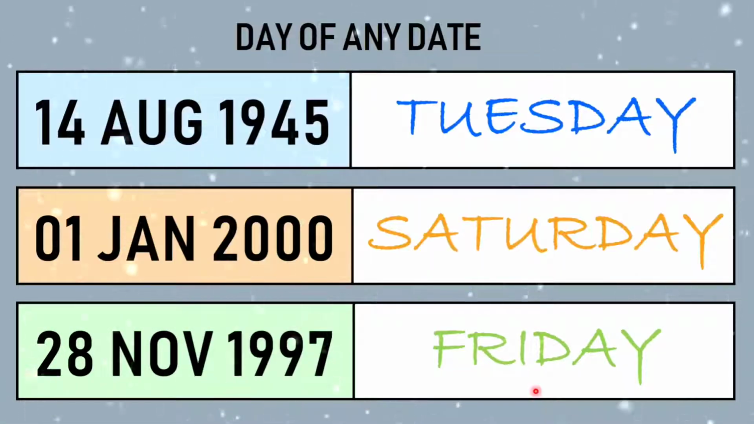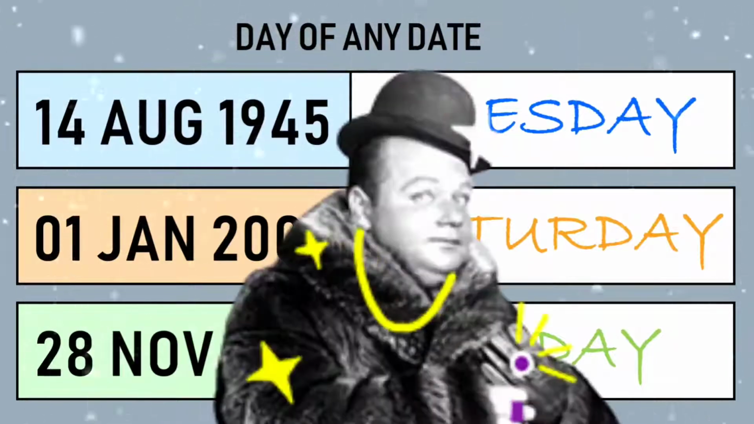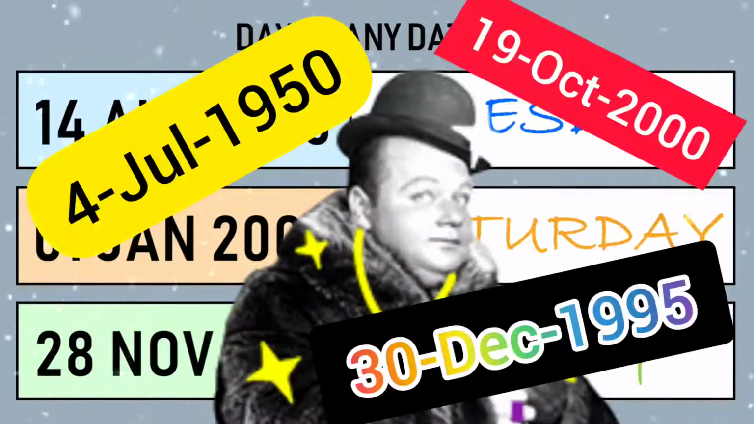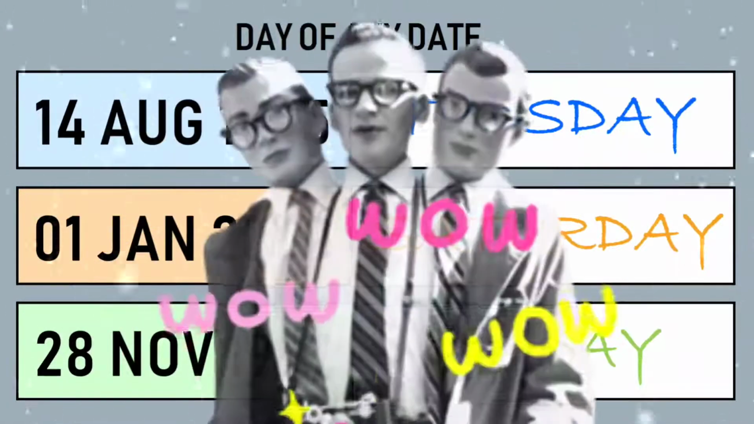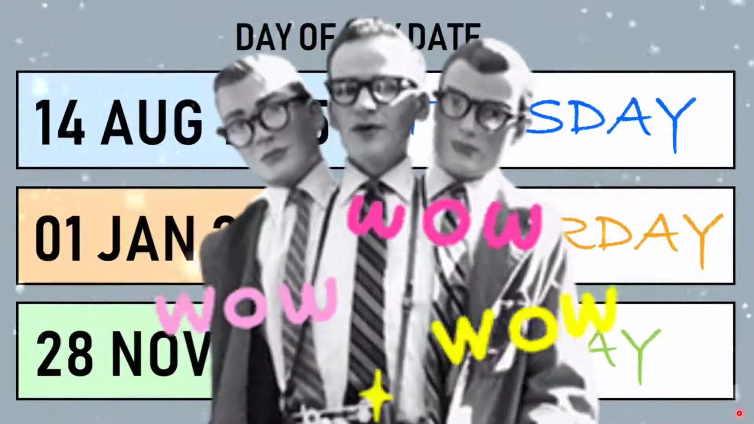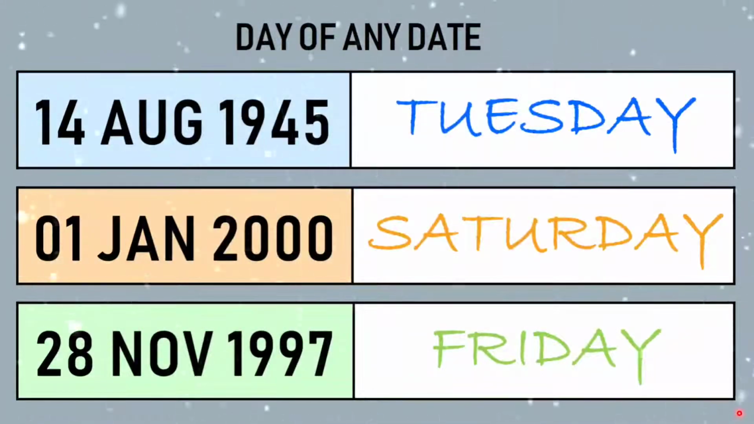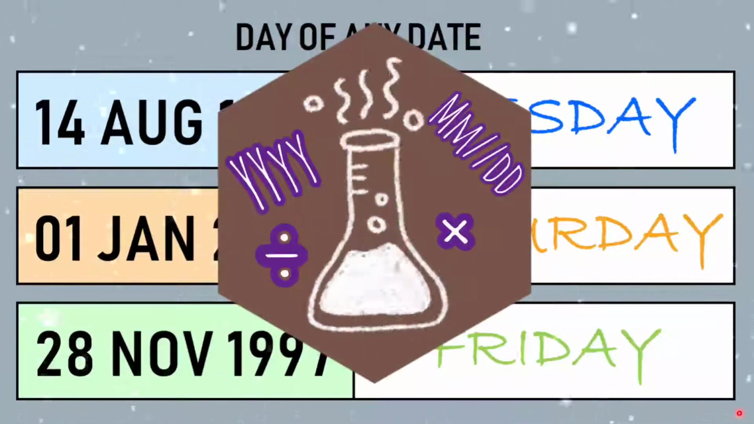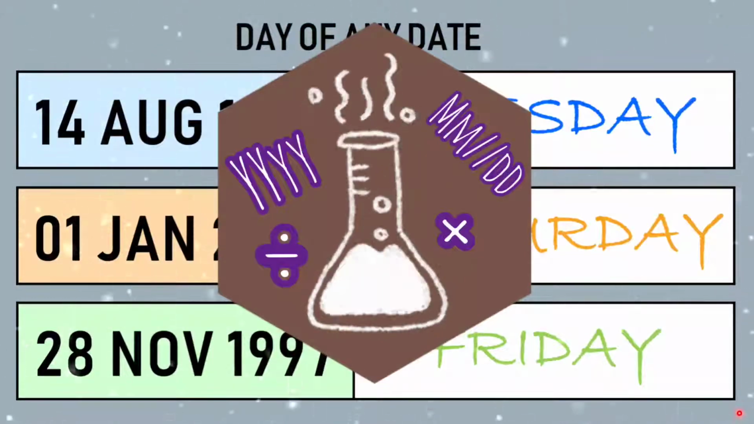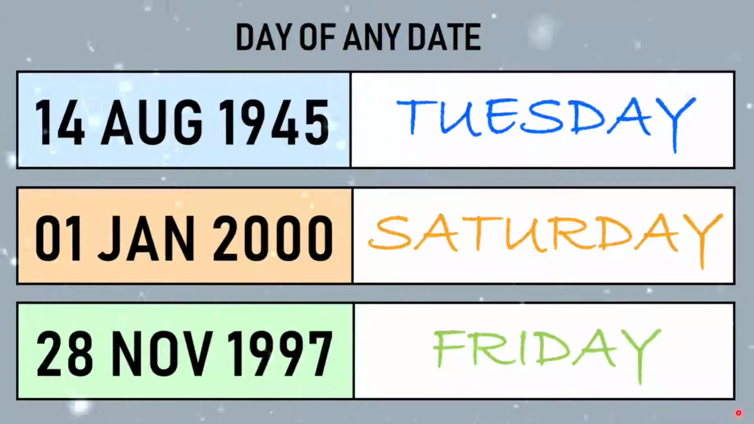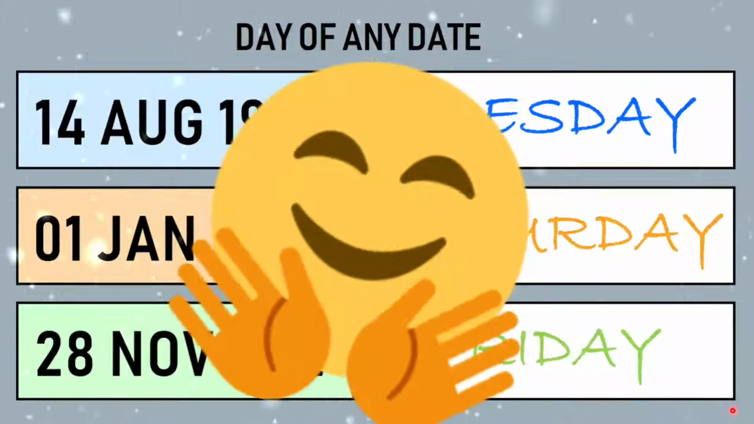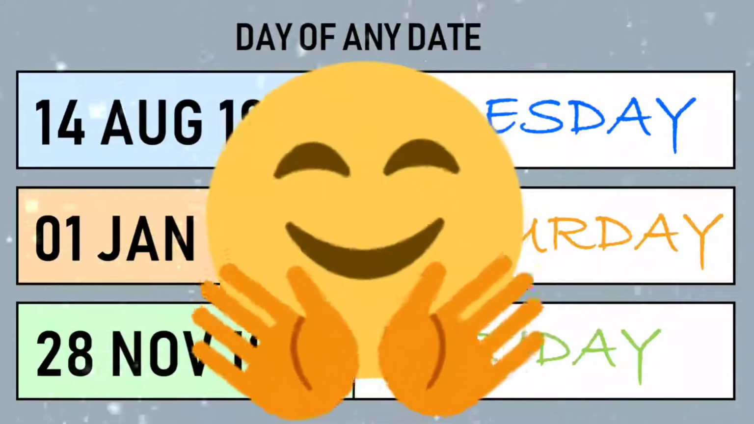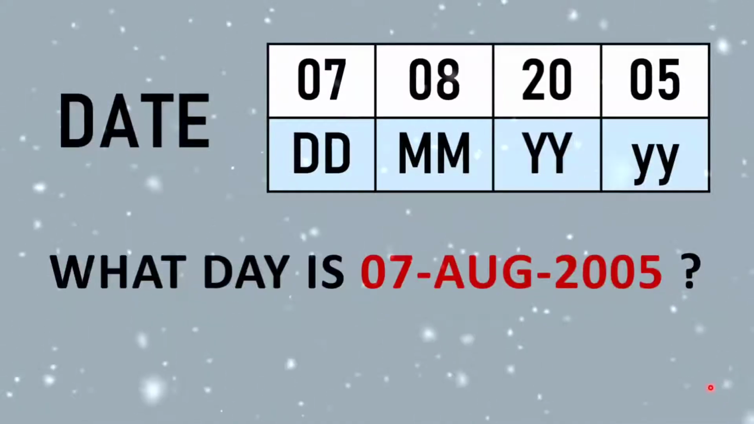Friends, when I was in school, I met a person who told me that he could tell the day of any date. When I tested him with a few dates, he gave me the correct answers and I thought this person is a genius. Later I realized that the trick lies in a formula using which I will be able to tell the day of any date very easily. Let us look at a few examples to understand this better.